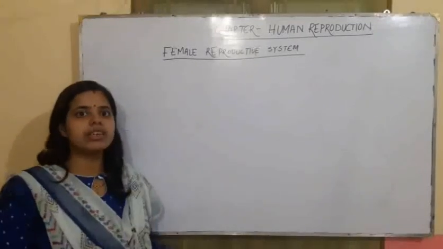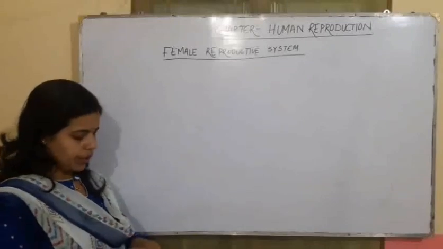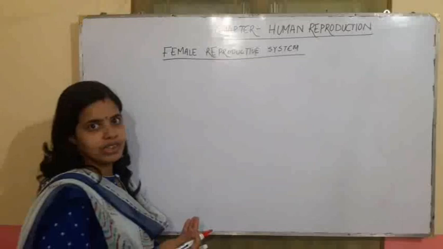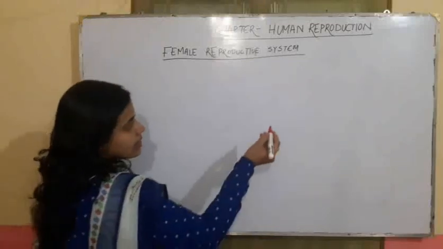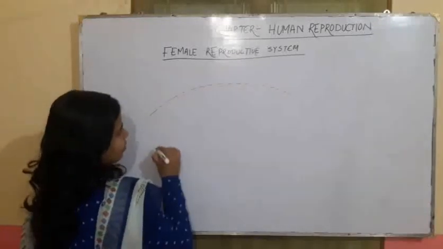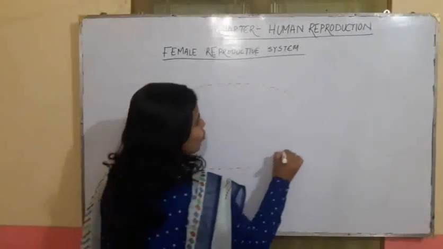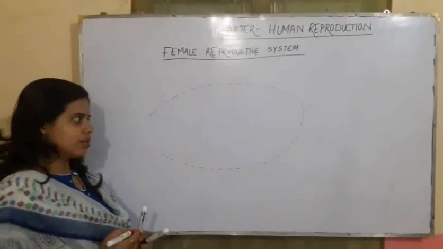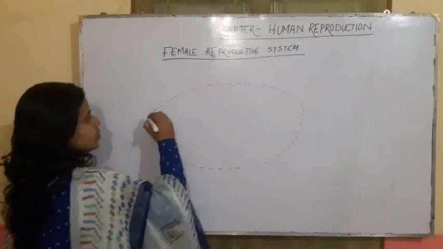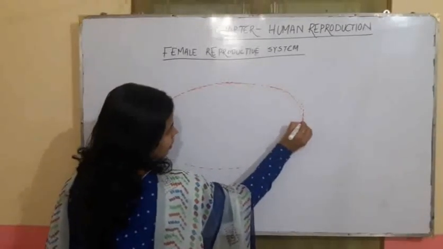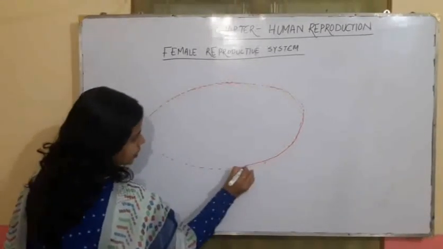Discuss about the detailed structure of the ovary. The ovary, as I told, is 2 to 4 centimeters in length, and it is almond shaped. But let us draw a little bit bigger diagram so that we can understand what is there inside the ovary and how it can produce the ova. So this is the structure of the ovary. Okay, the almond shaped structure.